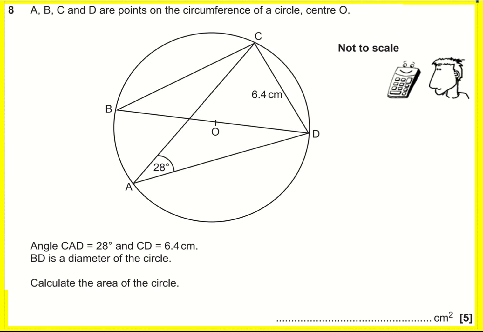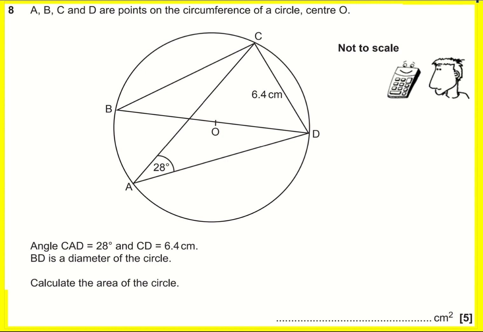Okay, this is a wonderful question on circles because there's a lot going on. It says to calculate the area of the circle. Now, to do that, we need to find the radius, but they've only given us this length here, and then they've given us some lines through the circle. So what are we going to do?